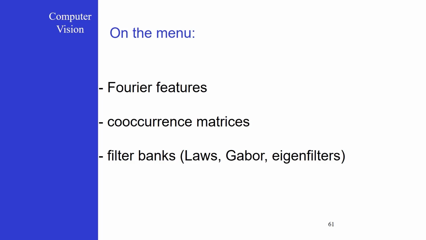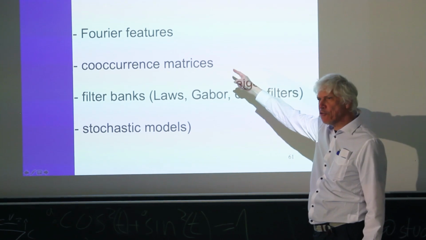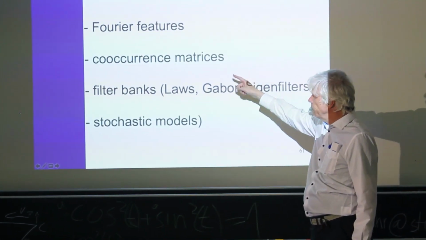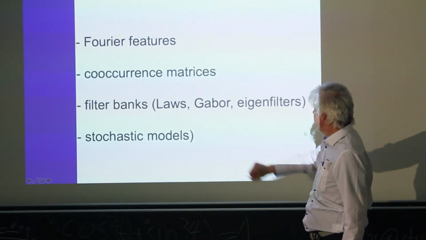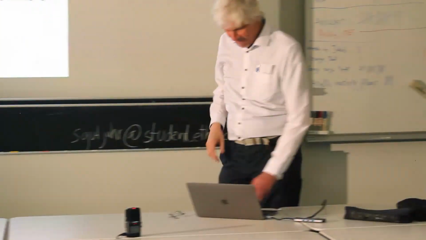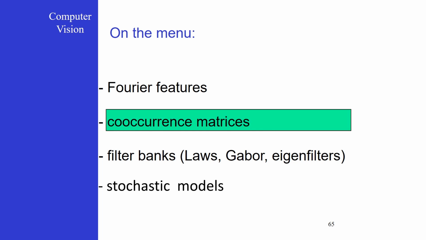And here are the features again that we will describe for texture analysis. We have Fourier features based on our good old Fourier transform, co-occurrence matrices, filter banks, and then stochastic models, which we forget about. We have no time for that. So the first, the Fourier features. Okay, so what do we do here?